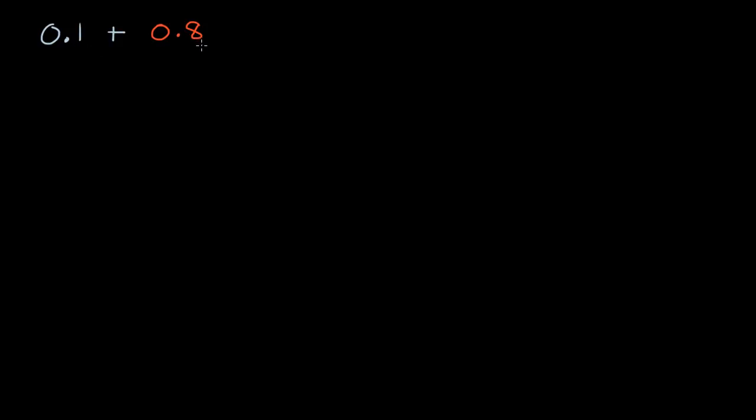So let's say we wanted to add 0.1 to 0.8, or you could say we're adding 1/10 to 8/10. Pause this video and see if you can figure that out. Well, there's a couple of ways to think about it. You could say, hey, look, 0.1, that is 1/10, and 0.8, that is 8/10. And so if I have 1 of something and I add 8 more of that something, so I have 1/10 and I'm going to add 8 more tenths, well, I'm going to end up with 9 of that something. In this case, we're talking about tenths. So that is going to be equal to 9/10. That's one way to think about it.